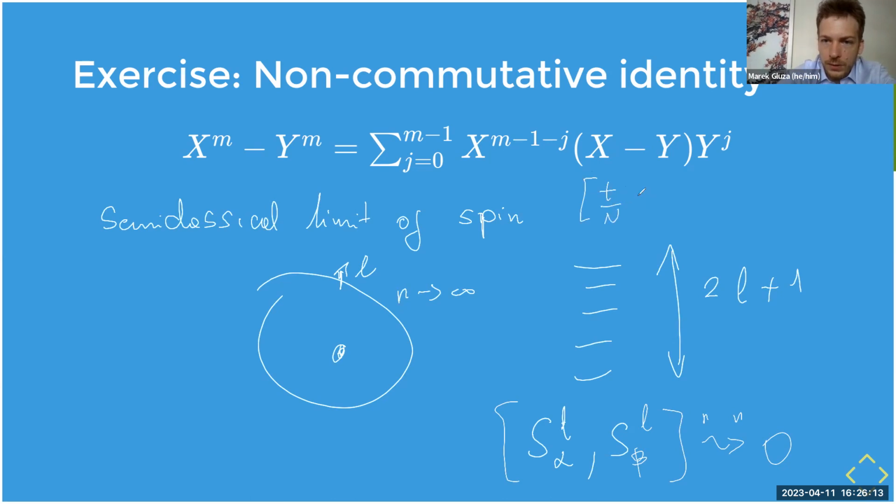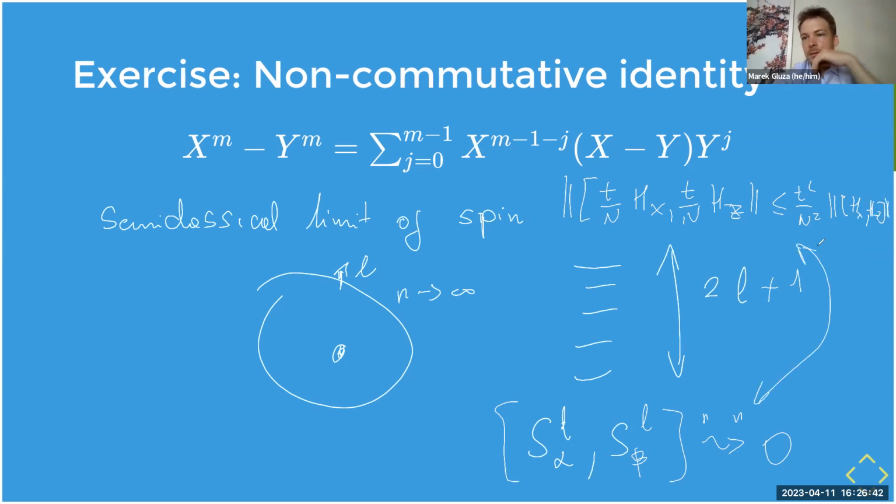Our transformation is doing something similar: there is a new scaling of the strength of this non-commutativity, and this is smaller than t squared over n squared times the commutator of hx and hz. So this is this kind of transformation.